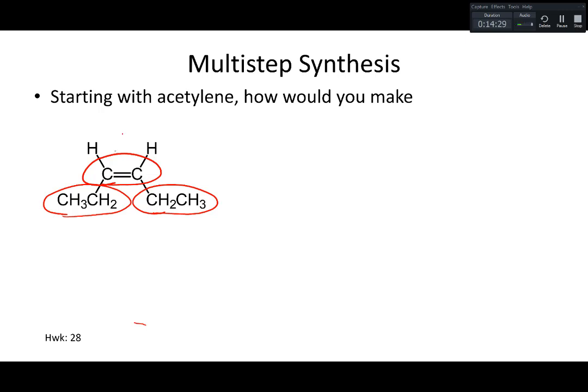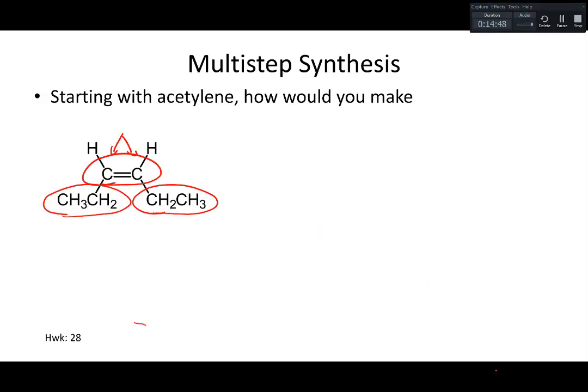And you'll notice this is 2 carbons. One of the things that you often do in these problems is look at the number of carbons that you have. It's called counting carbons, and asking, where does acetylene fit into here? Again, we're starting with acetylene. And since we're starting with acetylene, we have to add these 2 groups to the ends of an acetylene. But this is a double bond. So now let's think backwards on how we might do this.